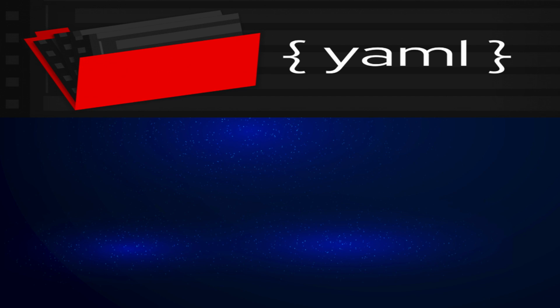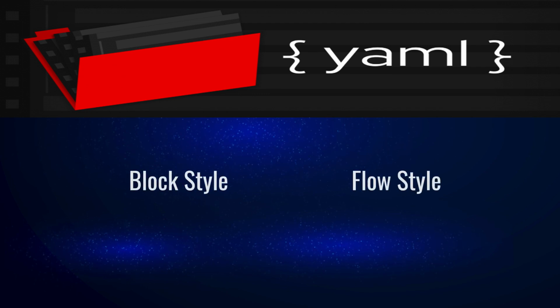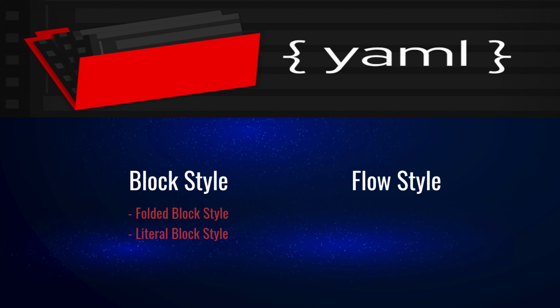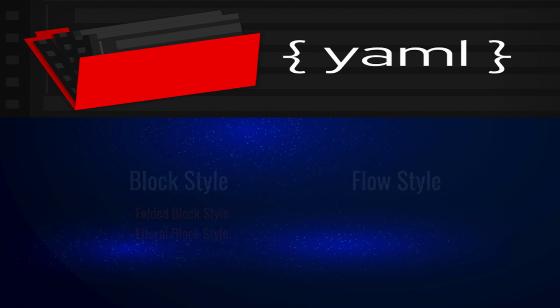In YAML, there are different styles for representing data structures. The two primary styles are the block style and the flow style. Additionally, within the block style, you have the options of using the folded block style and the literal block style for multiline strings.